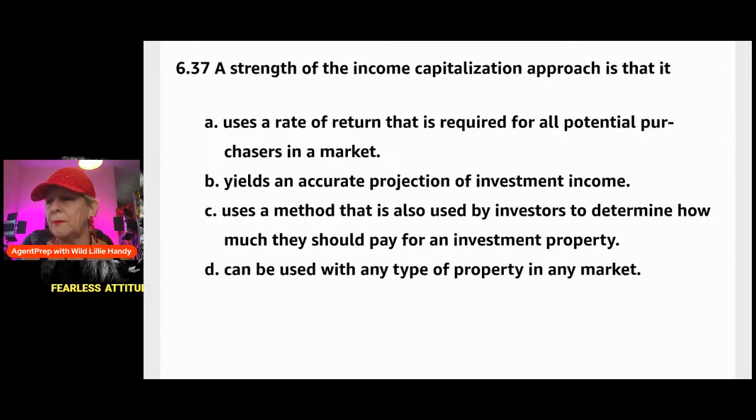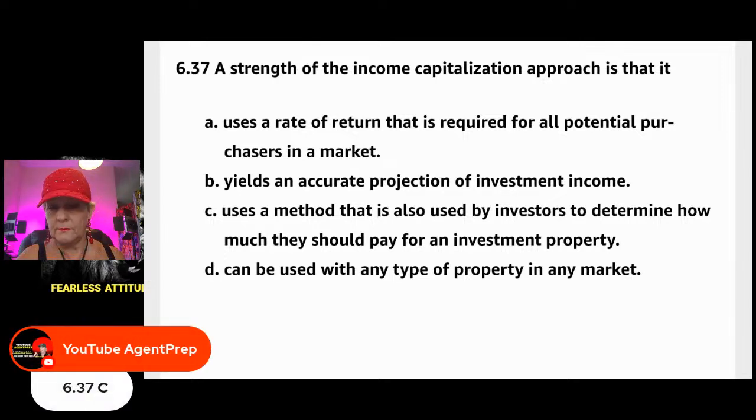So the answer that's coming up right now is for 36, not for 37. All right. Yes, the answer is C. Uses a method that is also used by investors to determine how much they should pay for an investment property. So when investors are looking at multiplex units, apartment complexes, other commercial properties, they'll look at the capitalization rate. So that was 37. Let me show answer 36 for those watching the replay.